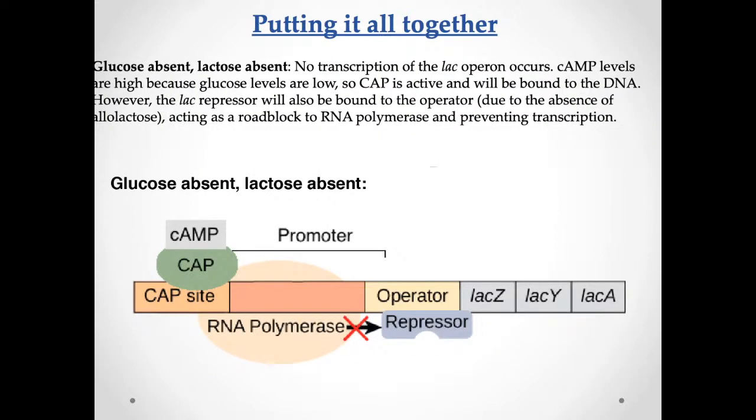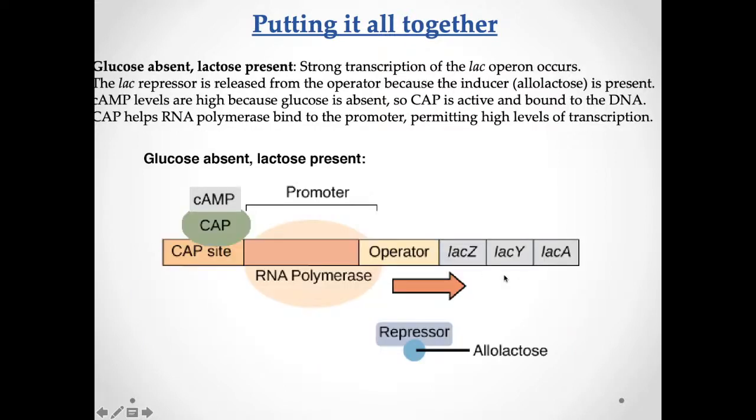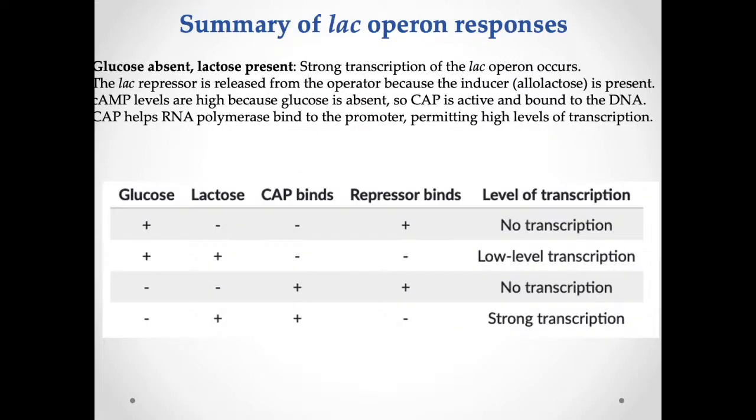You just have to remember lactose and glucose. If lactose is absent, that means allolactose will not be produced, so the repressor is activated, so no transcription. But if glucose is absent, then cAMP is produced in high amounts and the CAP site will be activated, so transcription could happen, but as the repressor is there, nothing could happen further. So with glucose absent and lactose present, the repressor will go out, the CAP site is activated, high transcription, and so on. So that was the summary of the lac operon system.